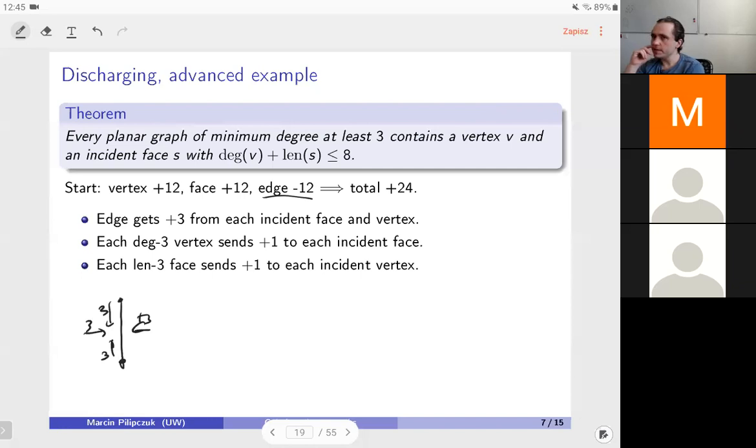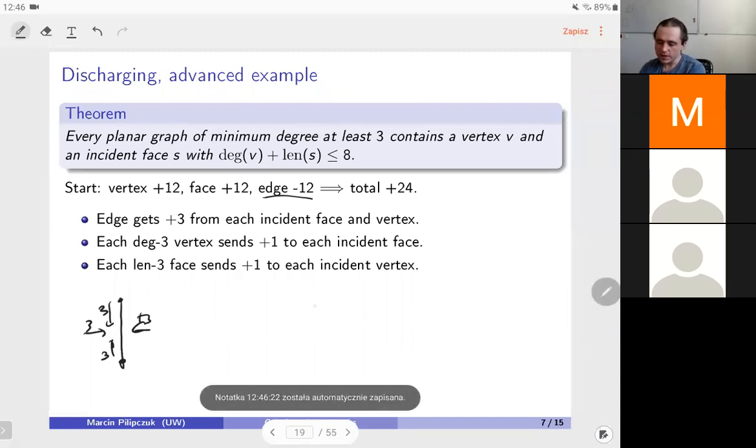Now we also do extra things. This is the main thing we do, but we do extra things for degree 3 vertices and length 3 faces. One thing you can observe in this proof is that vertices and faces are sort of symmetric, because the instance in this theorem is properly the graph and the dual of the graph, the dual planar graph, so they're really symmetric in this proof. So let's do the extra things: if you have a degree 3 vertex, it additionally sends +1 to each of the faces.